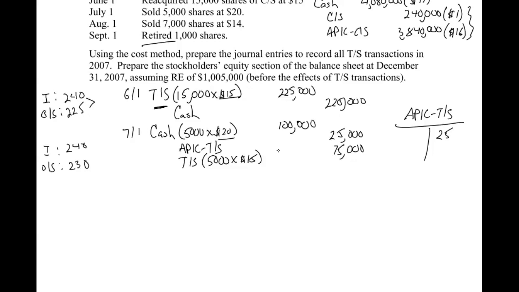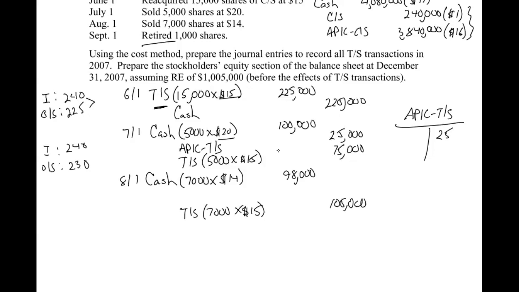On August 1st, we are going to sell some more. We sell 7,000 shares, and this is below the original cost, but that doesn't change too much. We're still selling 7,000. Our cash number is still how many shares times the sales price, which is 98,000. Skip a space here. We are still going to take treasury stock off at cost. The original cost was 15, so that's 105,000. Then we can see our difference here is 7.